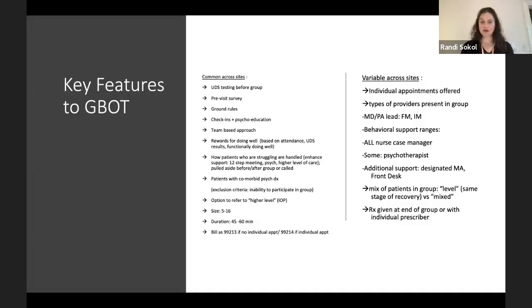So some key features, I kind of mentioned a lot of this stuff, but all of our groups have these very similar things, and there's some various other components. I'll let you read these on your own, but essentially, you can offer individual appointments. You don't have to offer individual appointments when you're doing a group type of thing. You can have different people involved. You don't have to have a therapist. You can have a therapist. Again, it's what your resources allow. We have a mix of patients in group, people who have been in recovery for a while, and then we have new people coming in all the time.